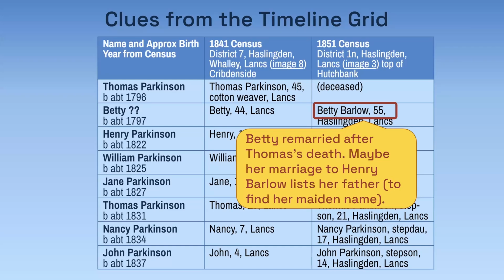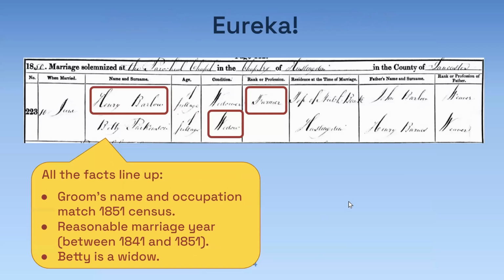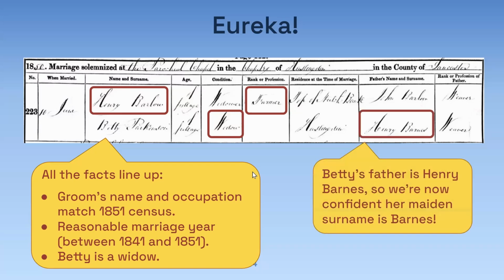So there is the marriage record. I searched for a marriage of a Betty Parkinson because she would have gotten married under her married name to Henry Barlow. That was his name in the census. We knew it happened between 41 and 51 and everything matched up. I felt very comfortable that this was right. They got married in Haslingden. She is a widow. And look at who her dad is, Henry Barnes.